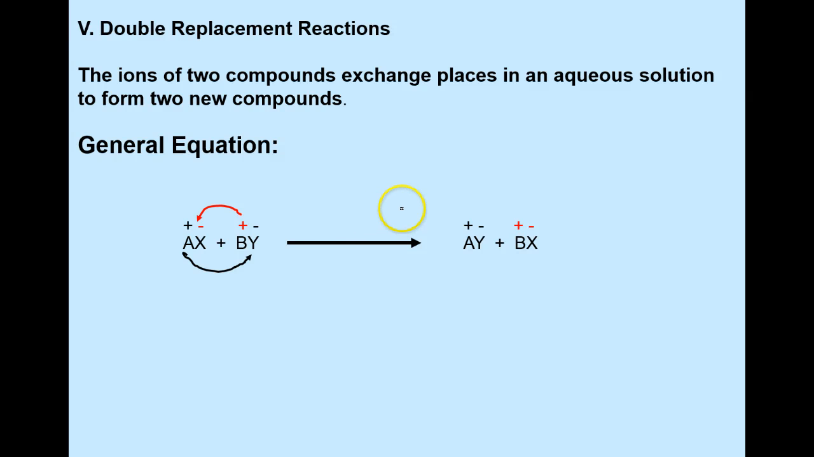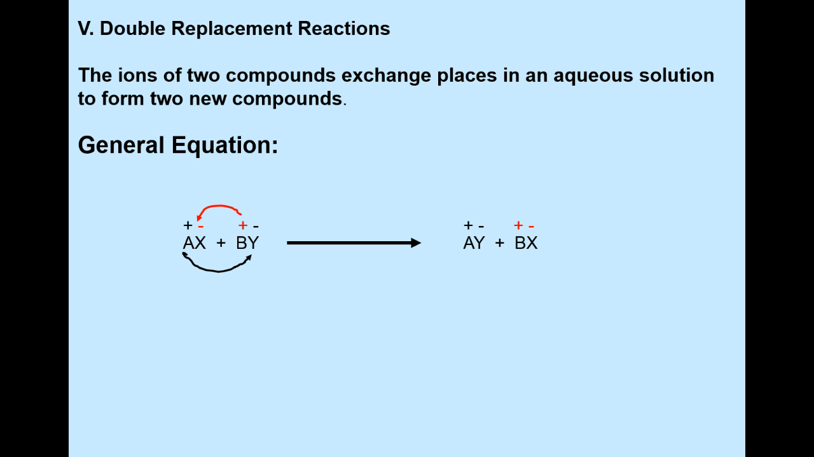In a double replacement reaction, and again, we've talked about this before, you have ions of two different compounds exchange places in aqueous solutions, forming two new compounds. What's key here is that you have four different ions, as I have highlighted. The positive of the first is going to react with the negative of the second, forming substance AY. We're taking the positive of the second compound and forming a bond with the negative of the first, forming substance BX. So those four ions are exchanging places, forming two new compounds.